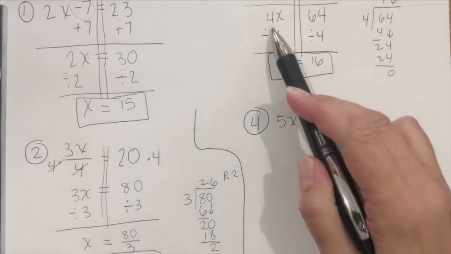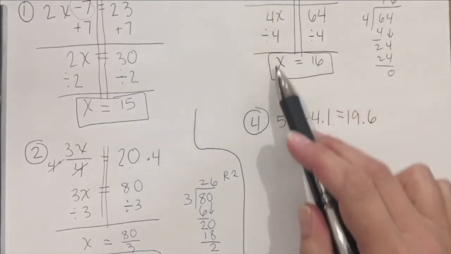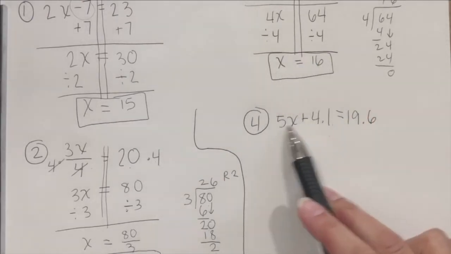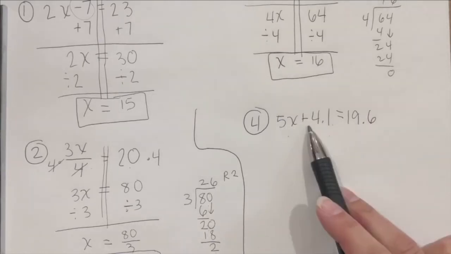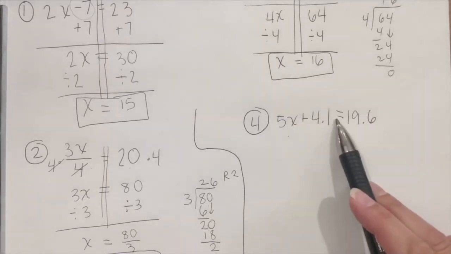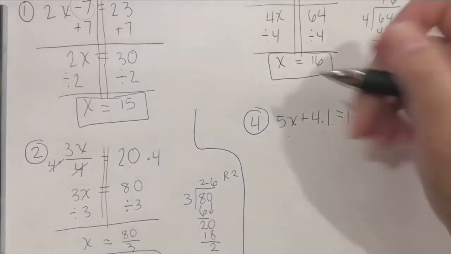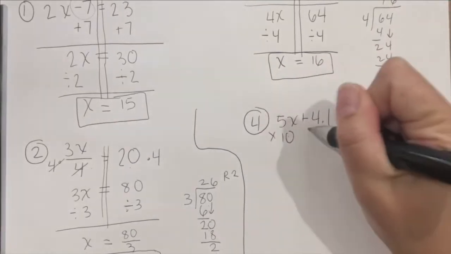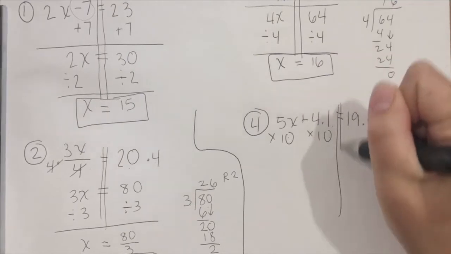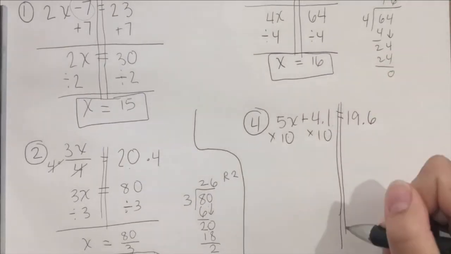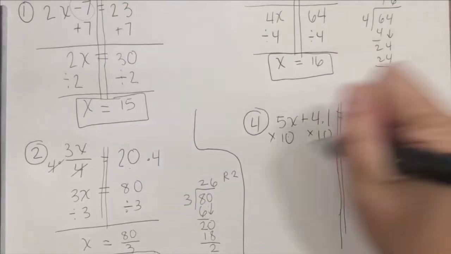Just like when we divided by 4, we're still finding out what 1x equals. So we can multiply everything by 10 to move that decimal once and get rid of decimals. So that's what we're going to do. We're going to multiply by 10, multiply by 10. Let's put our equals sign in there and multiply by 10.